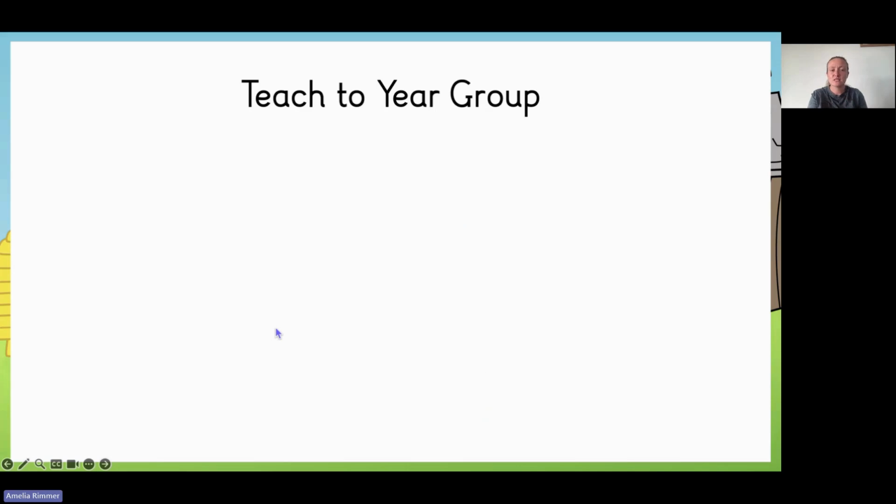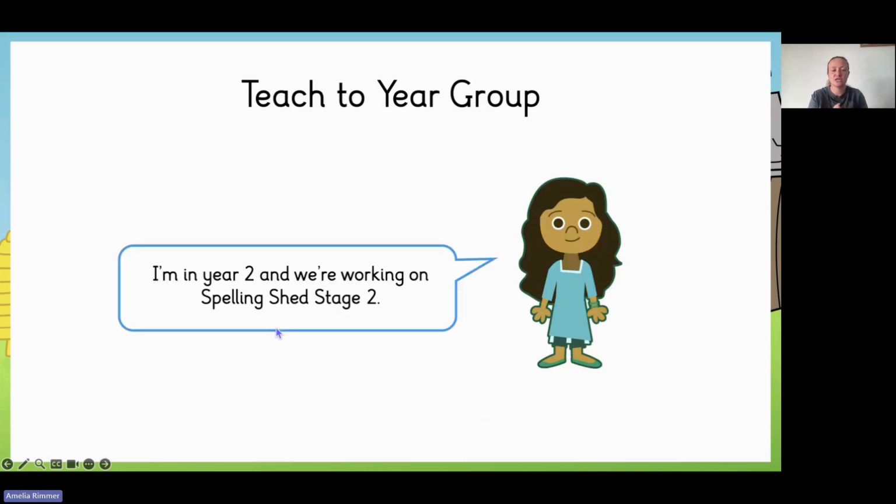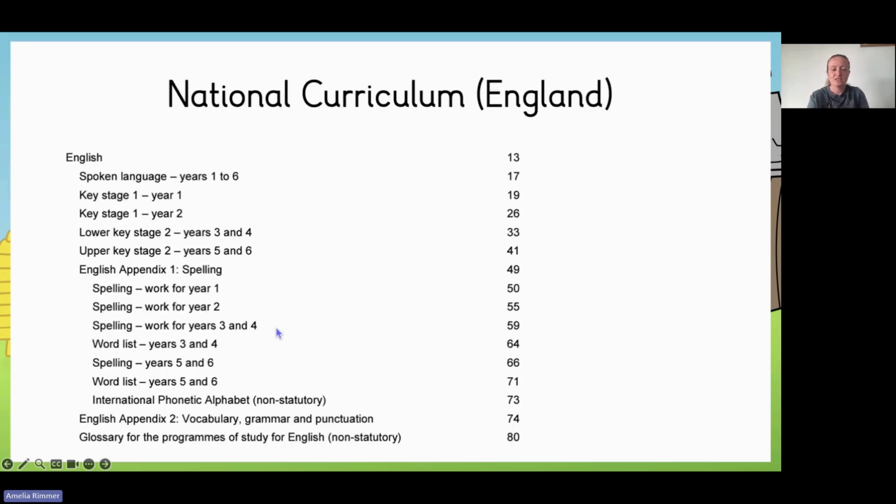Now, in general, with Spelling Shed, we recommend teaching to the year group. So if you are in year 2, we recommend teaching stage 2. So if you've got a year 1 and 2 mix, we'd recommend teaching the year 1 children stage 1 and the year 2 children stage 2, and using intervention to try and help plug the gaps rather than having year 2 children in the year 1 group grouped by ability. So that can be a little bit of a juggle.